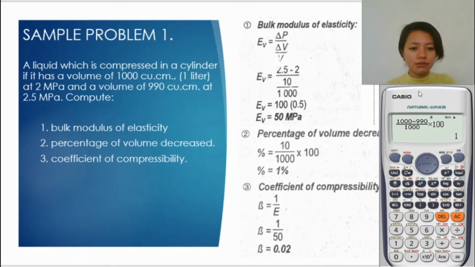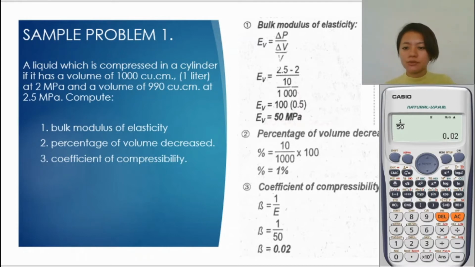So let's proceed with the coefficient of compressibility. Beta, or the coefficient of compressibility, is the reciprocal of our bulk modulus of elasticity. So, simply 1 over 50 megapascal equals 0.02. That is our beta. It's very simple, right? Just memorize the formula.